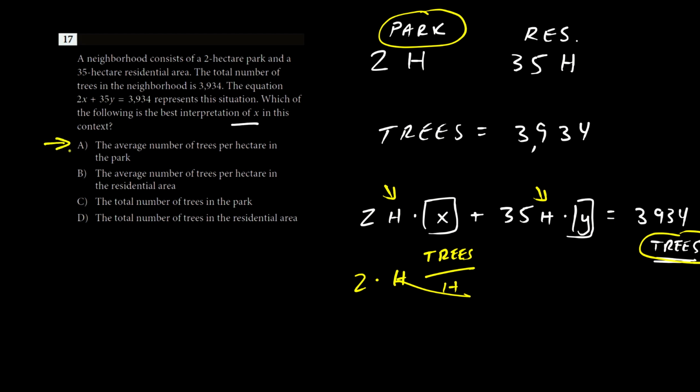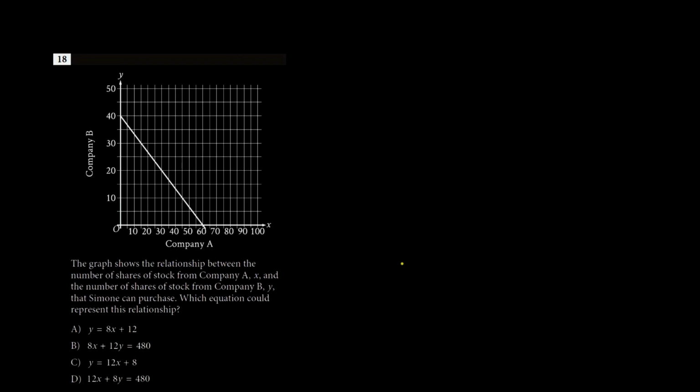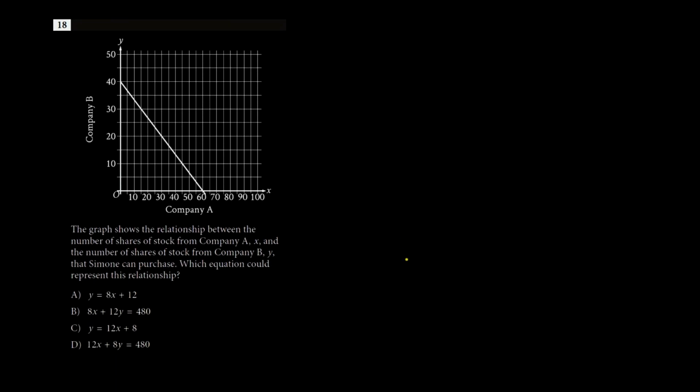So with unit cancellation, that's what's going to help you. The fact that you wanted trees, you had hectares, if you want them to cancel, that's in the denominator. And whatever you want to be left with will be in the numerator. Number 18, looking at another linear graph. This one's a little bit different. They're asking which equation could represent this relationship. So let's go ahead and make it obvious that here we have x and here we have y.